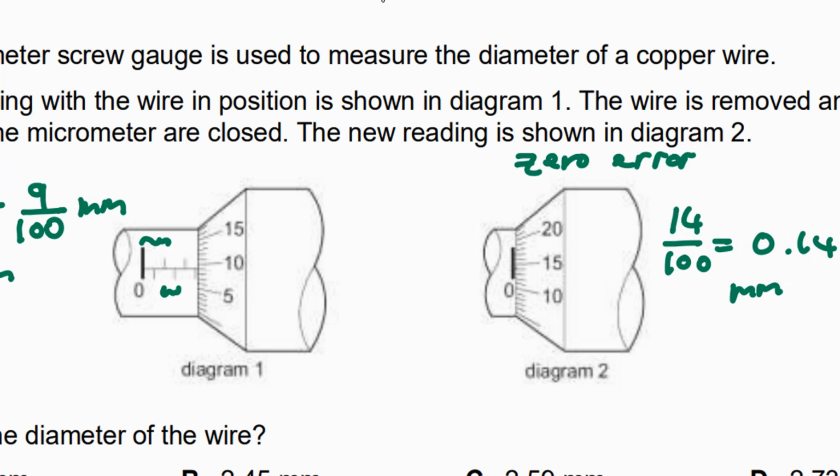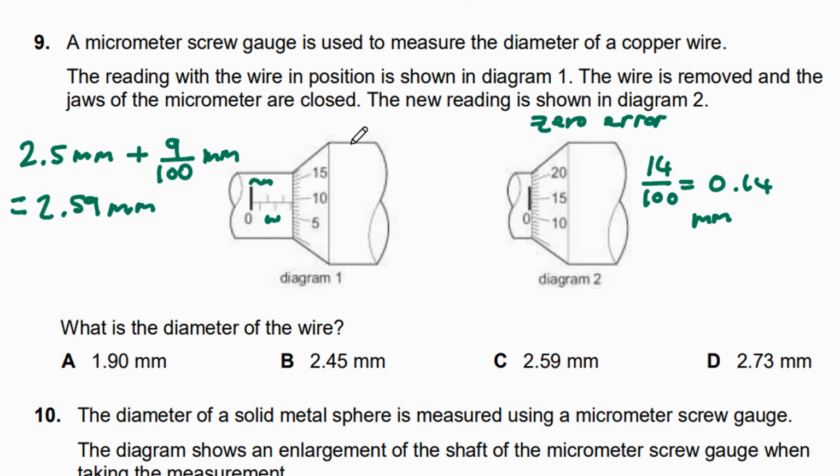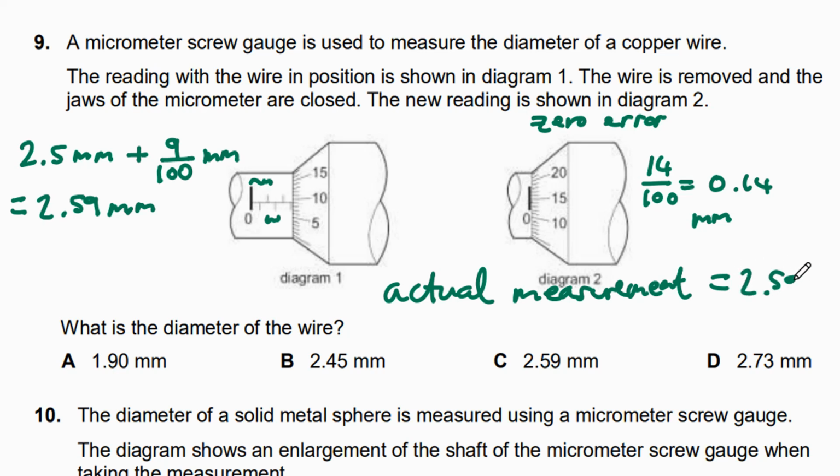Then to get the final answer, we have to subtract the zero error from the actual reading. So the actual measurement will be 2.59 minus 0.14 millimeters. And that, of course, will give us an answer of 2.45. So it's going to be B.